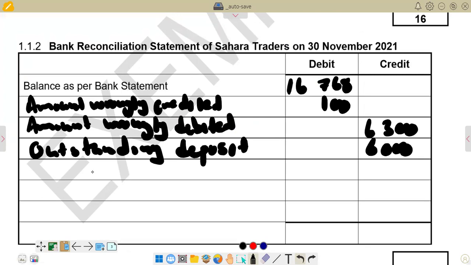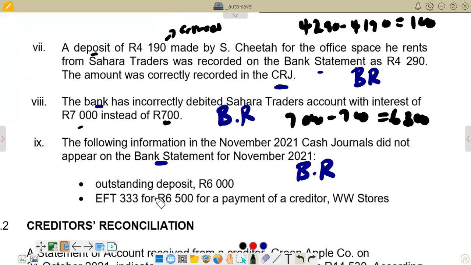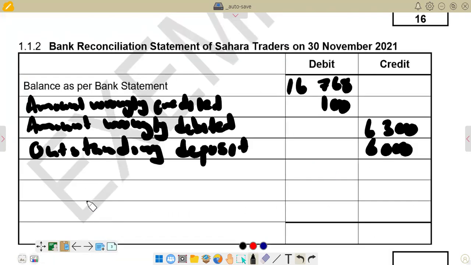Then we also have another amount that we have to enter there. Just go back, see. And we got also an EFT with 6,500. So we are saying EFT 333 on the debit side. Then the amount that we have is 6,500. This is what we have. So with this, we can try to see if we can balance it.